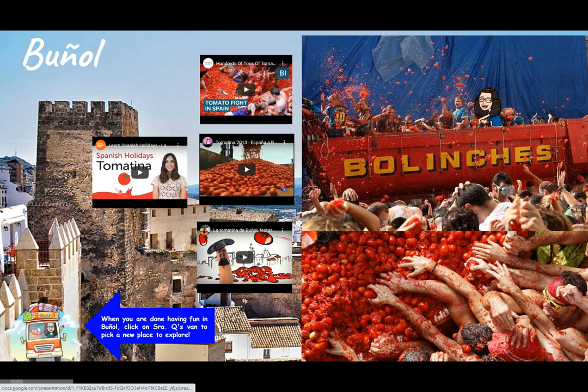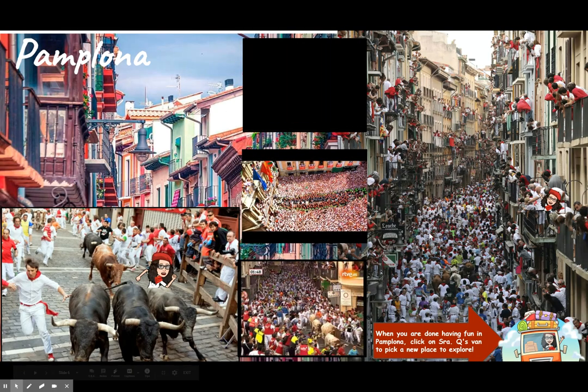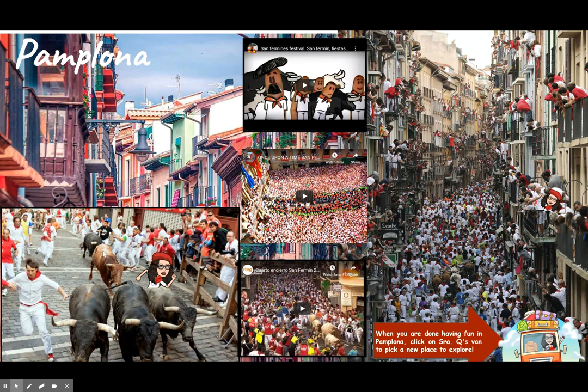And then if they click here back in the van, it takes them back to this main area. If they click here on this one, this would take them to Pamplona to Running of the Bulls. So again, here I just put together a background. I added the videos for them to explore.